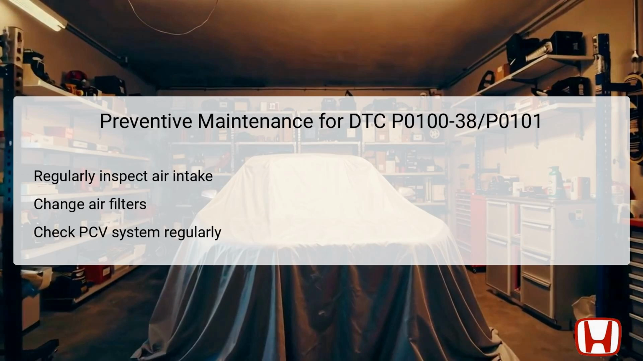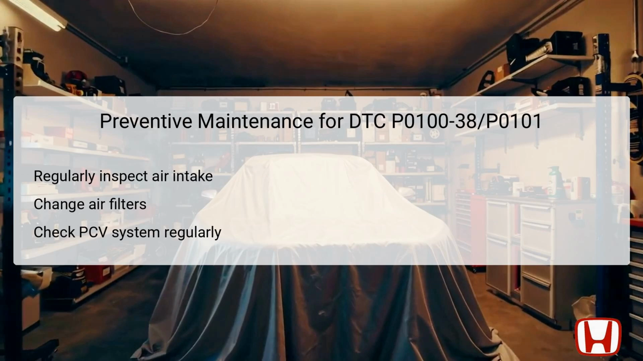For ongoing preventive maintenance relevant to DTC P0100-38 and P0101, it's crucial to regularly inspect the air intake system. Routine checks should include examining the air cleaner element and ensuring it is free of debris to maintain optimal airflow. Additionally, change the air filters at manufacturer-recommended intervals to prevent clogging, which could adversely affect engine performance.